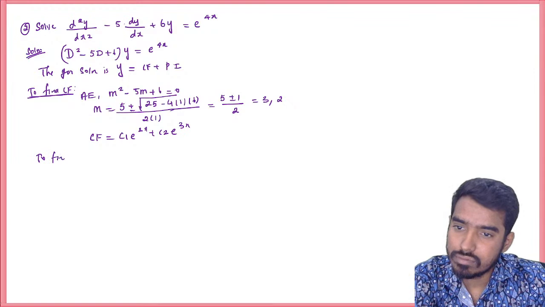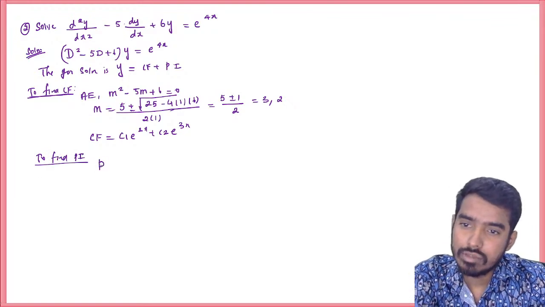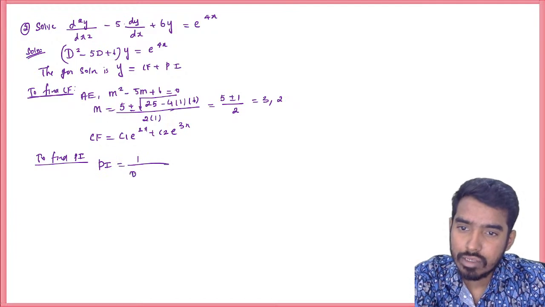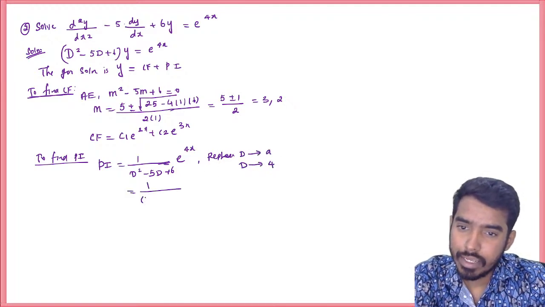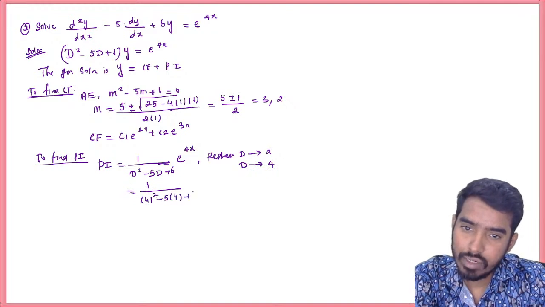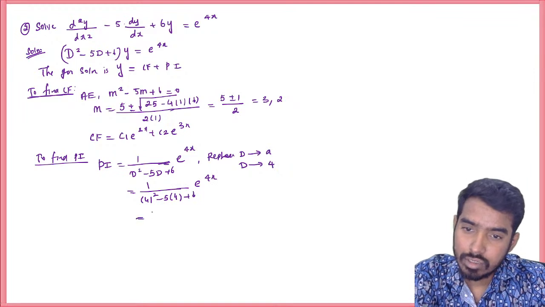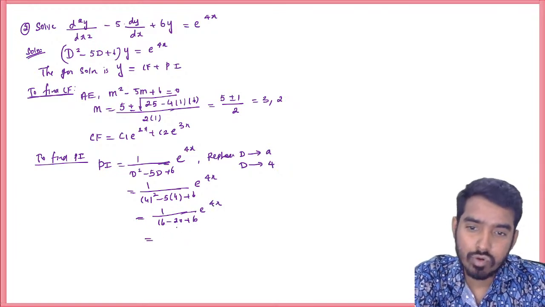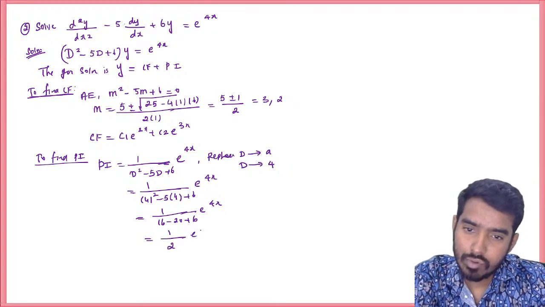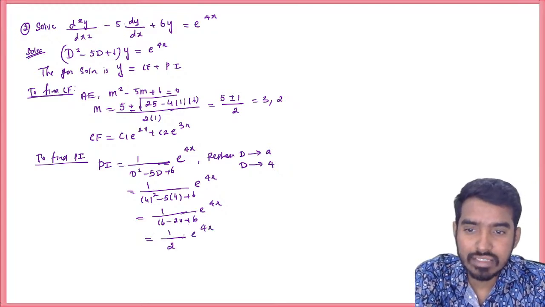Now to find the particular integral, PI is 1 divided by f of D, so D square minus 5D plus 6 into e power 4x. Now replace D by a. So D by a is 4 here. It will be 1 divided by 4 square minus 5 into 4 plus 6, into e power 4x. So 1 divided by 16 minus 20 plus 6, into e power 4x. So 16 minus 20 is minus 4, and 6 minus 4 is 2. So 1 by 2 e power 4x. This is non-zero. That means this is the required particular integral.